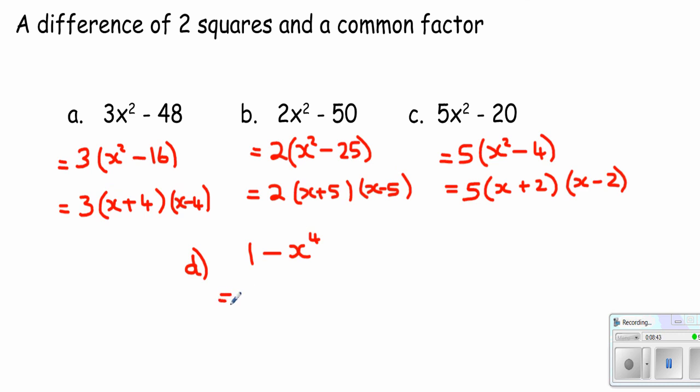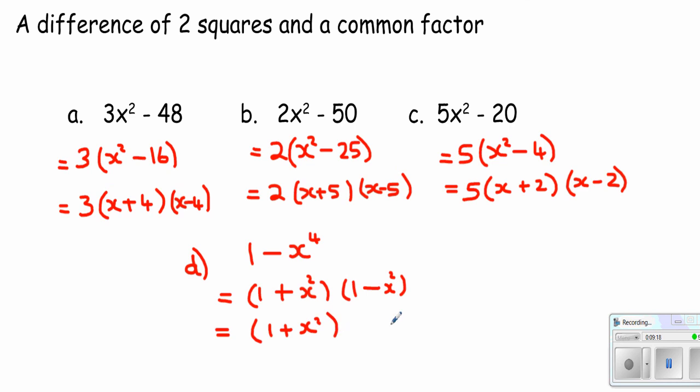So if we carry that through as a difference of 2 squares, we take our two identical brackets, and the square root of 1 is 1. The square root of x to the power of 4 is x squared, and we fill that into both brackets, and we make one positive and we make one negative. Now when we look at our answer, if you look at this part here, that again is a difference of 2 squares. So therefore we write down the first bracket, just leave it, that does not change.